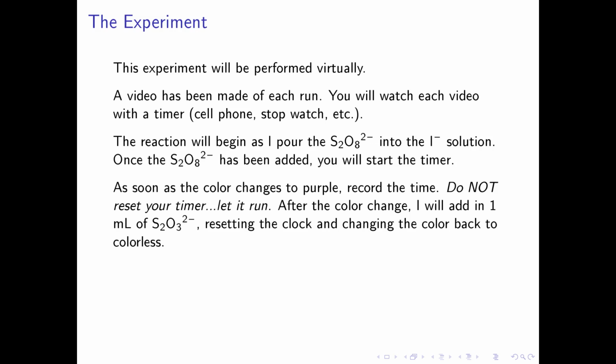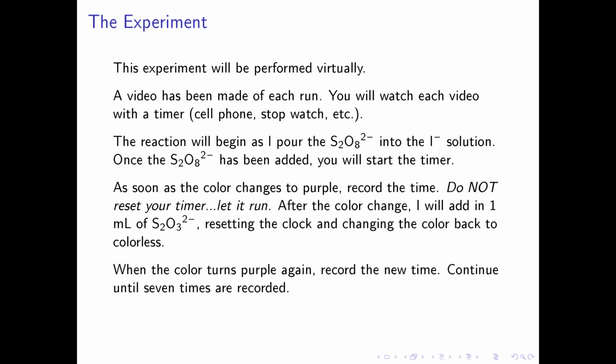After the color change, I will add in 1 milliliter of thiosulfate solution, thus resetting the clock and changing the color back to colorless. Once the color turns purple again, record the new time. You will continue in this way until you have recorded 7 times. After this, you will repeat the process for the remaining 3 videos.